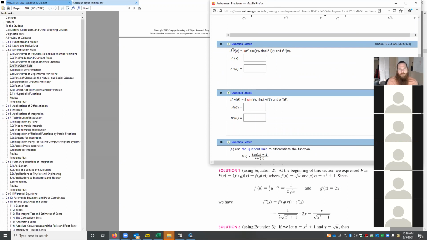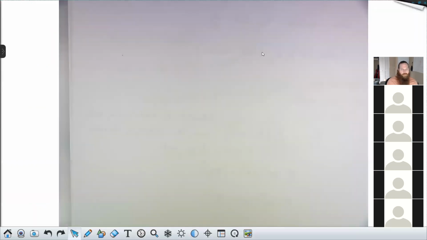Here they give us a function, f of x equals 3 e to the x cos x, and they ask for the first and second derivatives.